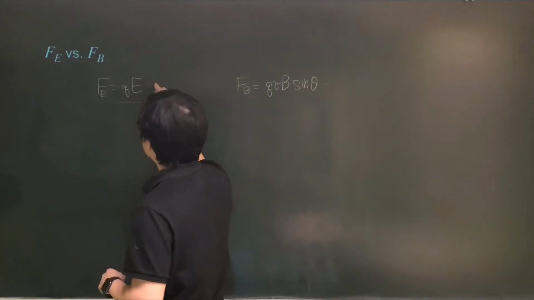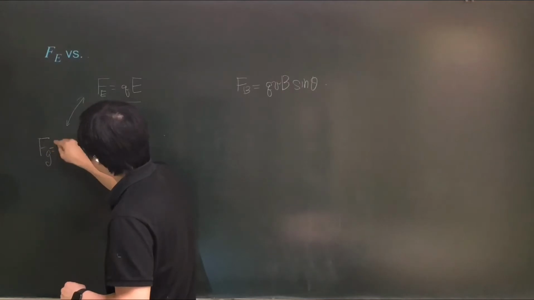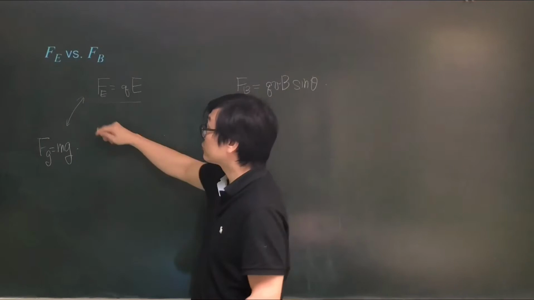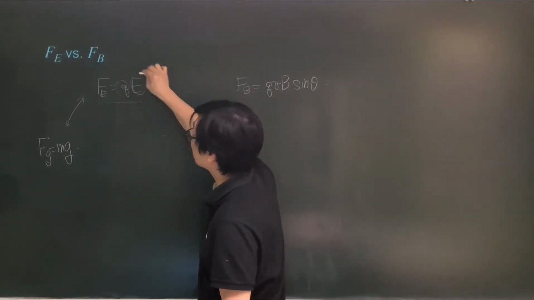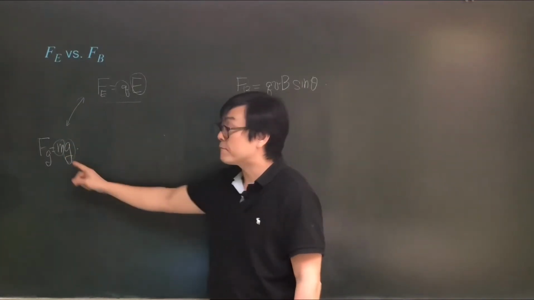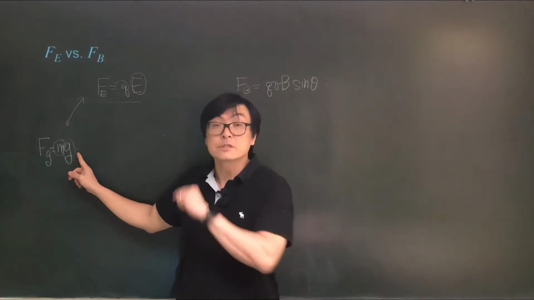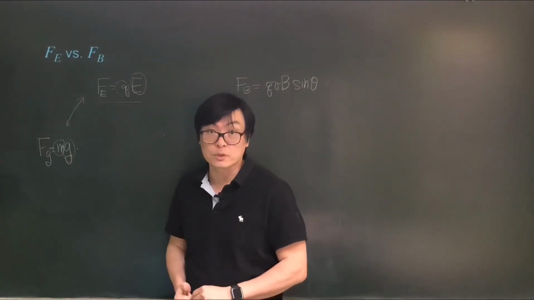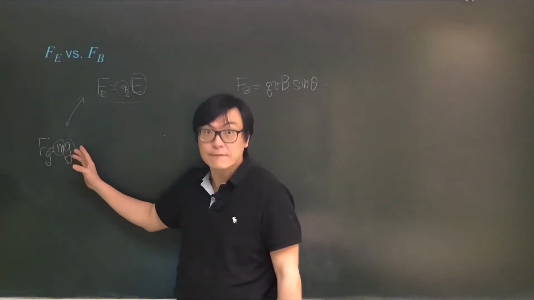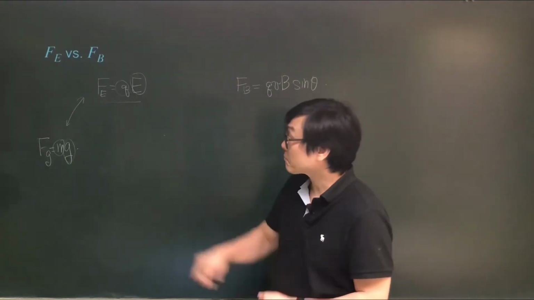So electric force first. Electric force is similar to gravitational force, which is mg. The force is related to the charge and electric field only, like mass and gravitational field. So if you have an object with mass inside a gravitational field, there's no way not to have a gravitational force on it. We must have a gravitational force on this object if it is inside a gravitational field. Same as here.